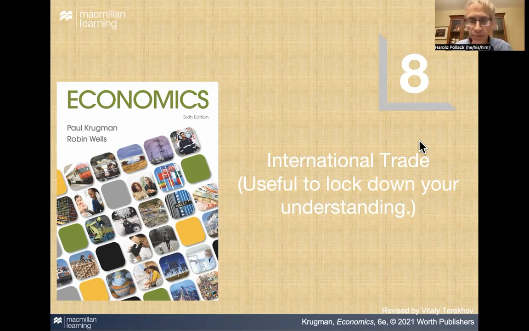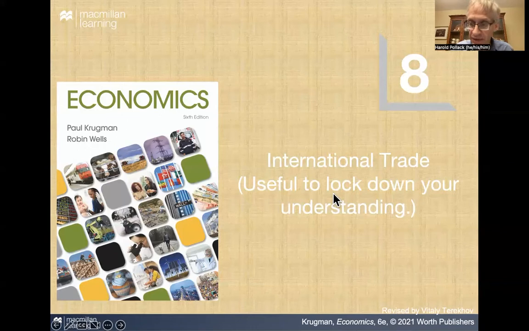But Chapter 8 in the book is a nice opportunity to just lock down some of your understandings of how the supply and demand dynamics in trade are useful to understand lots of other things too. And so I thought it'd be useful to go through this chapter. So I recommend reading it. It's actually not too complex, but it's interesting.